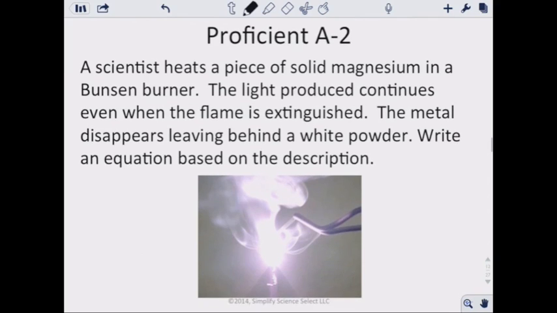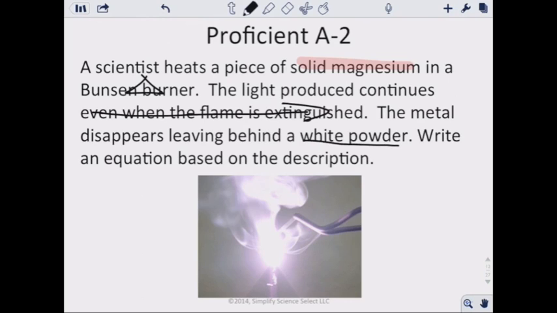Looking at our next one, it says the scientist heats a piece of solid magnesium in a Bunsen burner. So heat's added. What does that mean? Triangle. And it says the light produced continues even when the flame is extinguished. So a chemical reaction's taking place. That's what that whole sentence means. Chemical reaction taking place, that's the arrow. And it says the metal disappears, leaving behind a white powder. So we have a white powder.